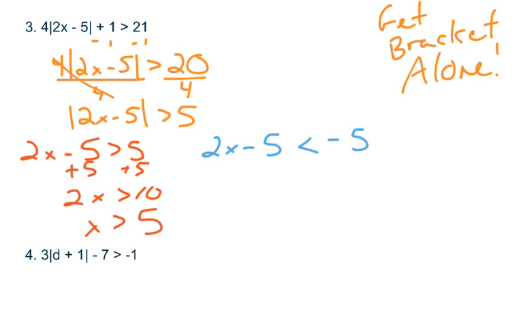And then for this one, we're going to add 5 again. So 2x is less than 0. Divide by 2. 0 divided by 2 is still 0. So I've got x is greater than 5 and x is less than 0.